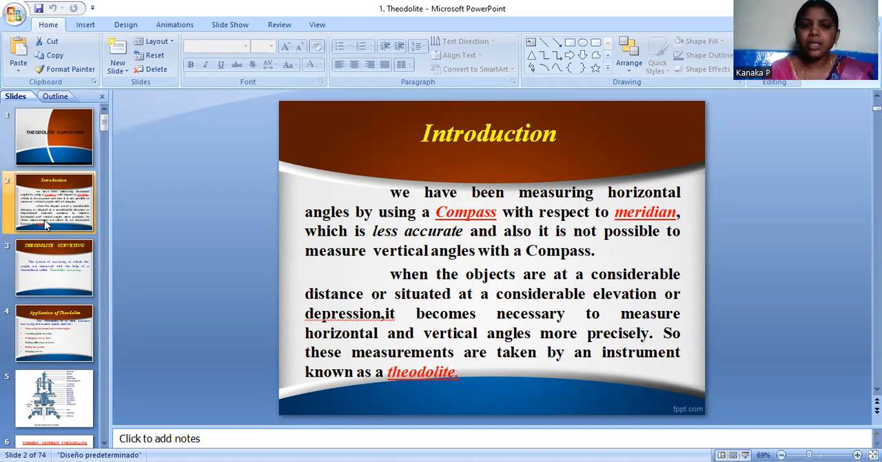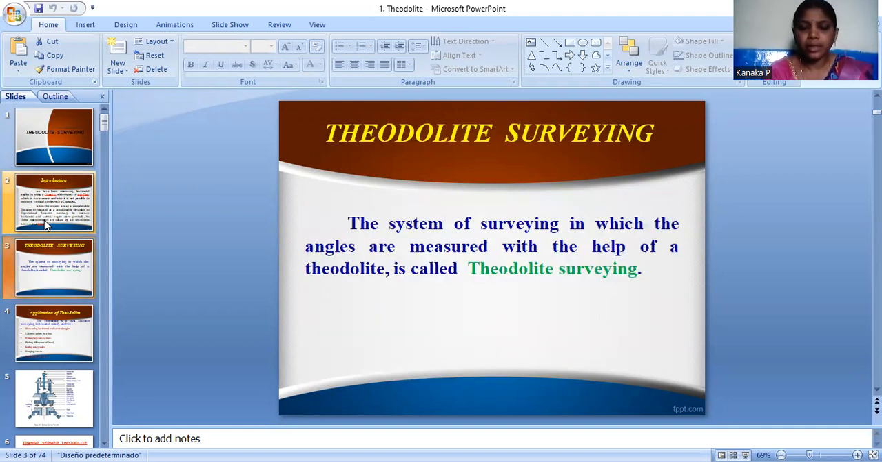So these measurements are taken by the instrument known as the theodolite. The theodolite gives very accurate measurements, and surveying in which angles are measured with the help of the theodolite is also called theodolite surveying.